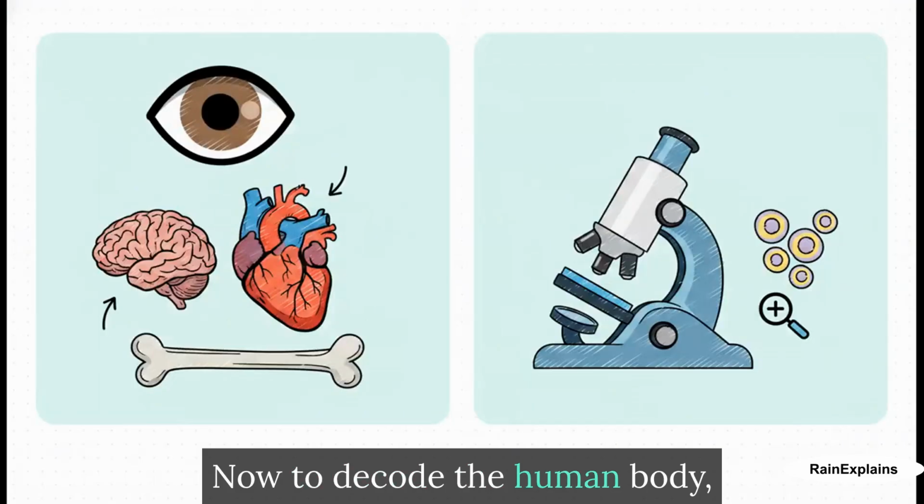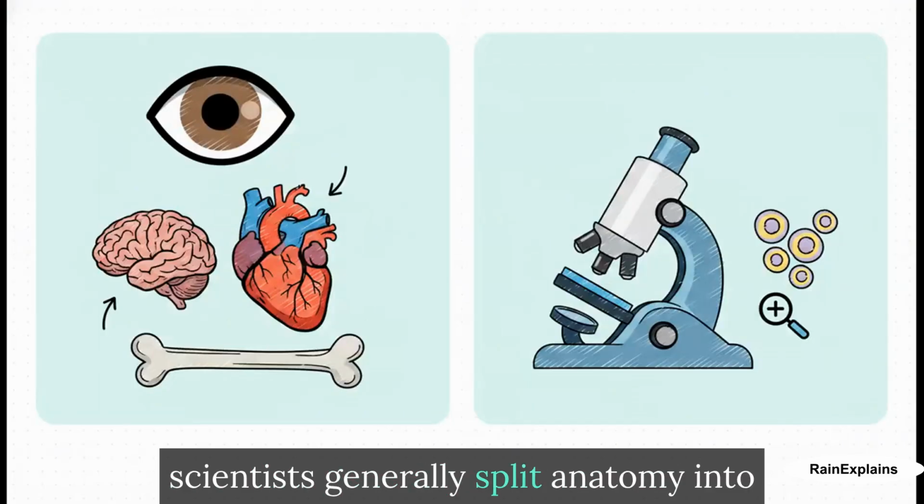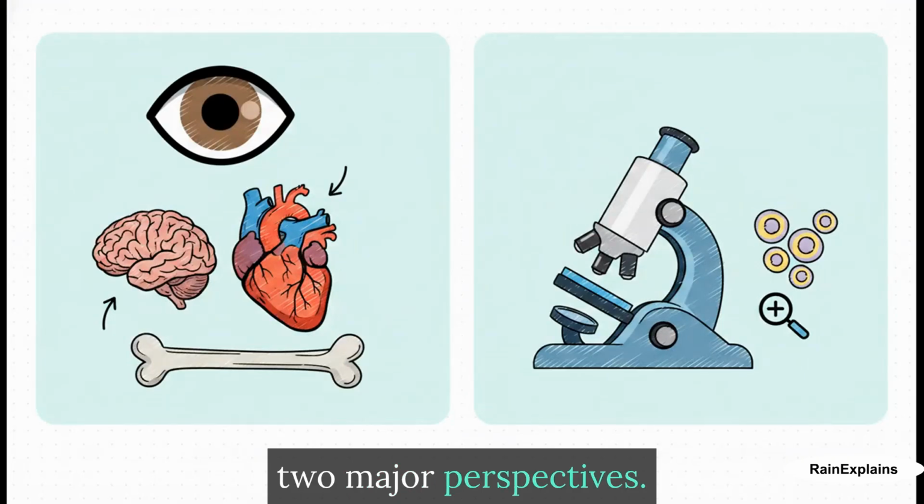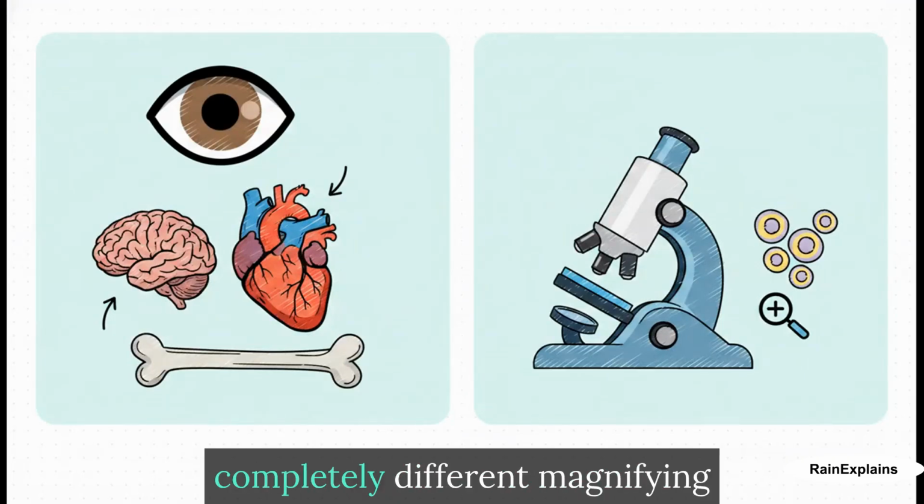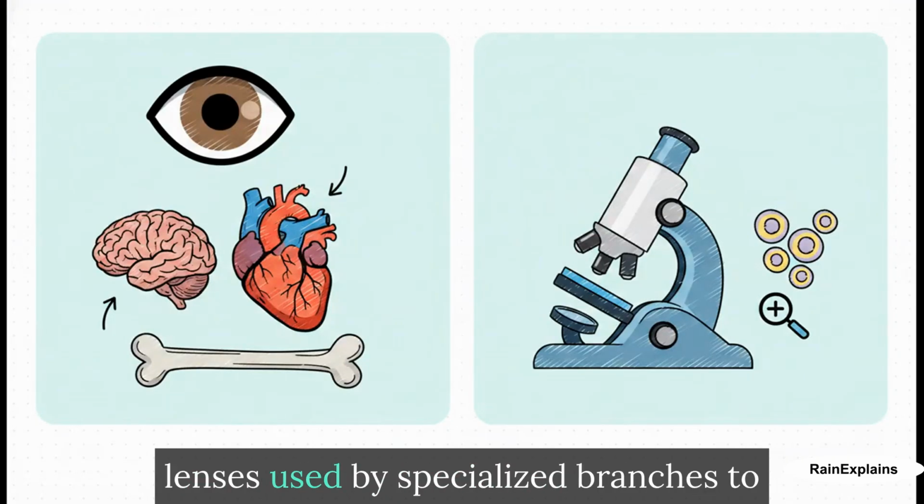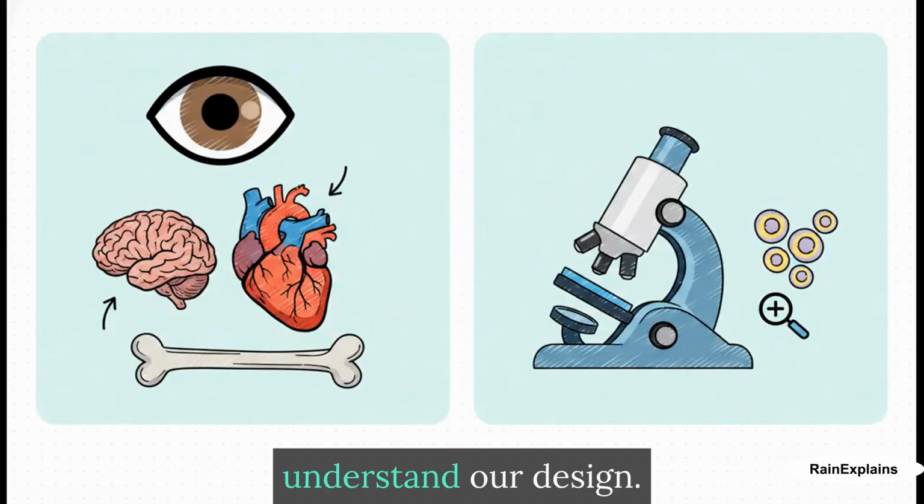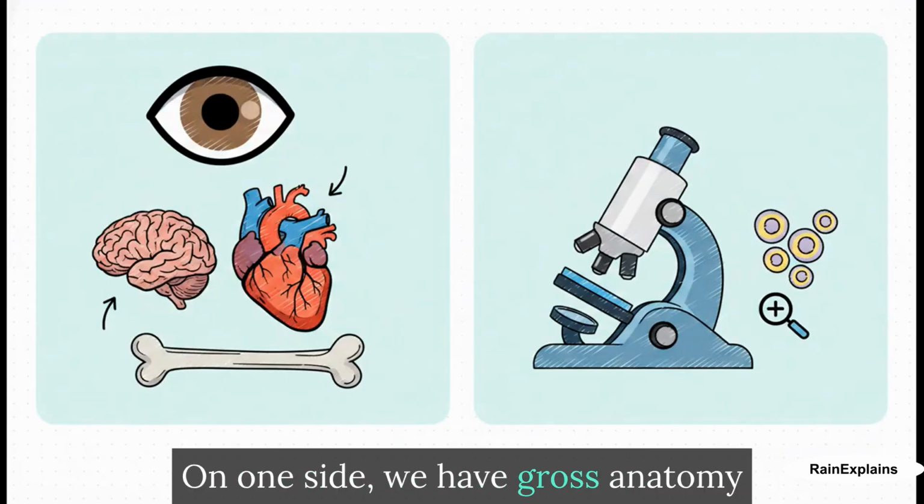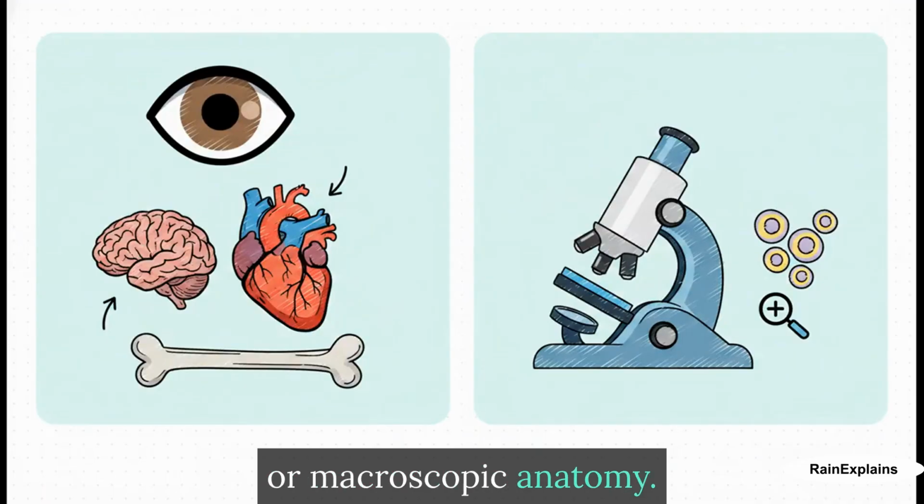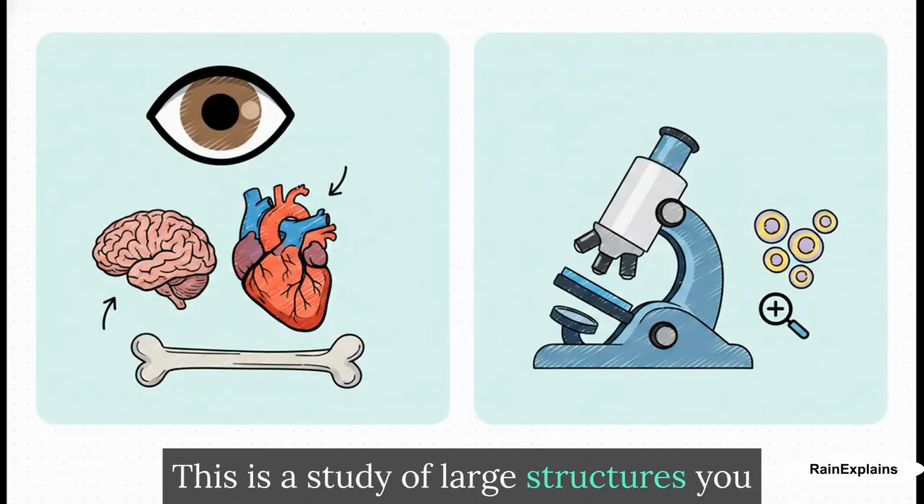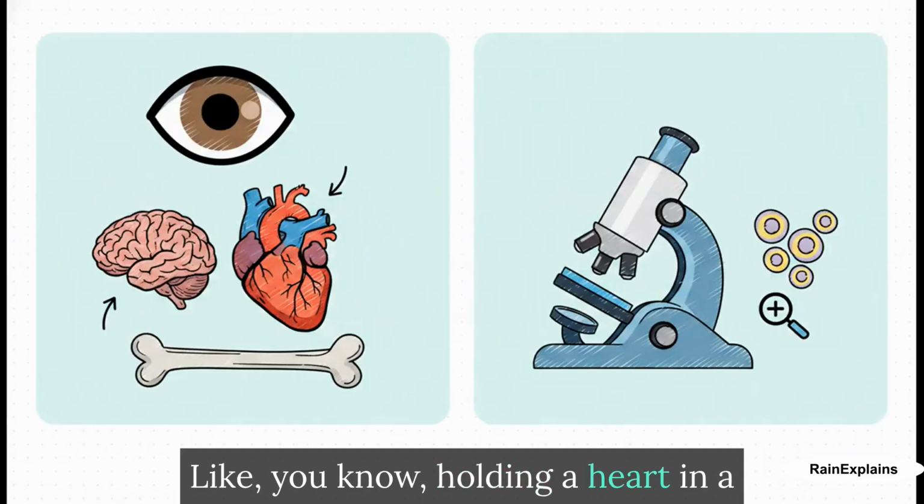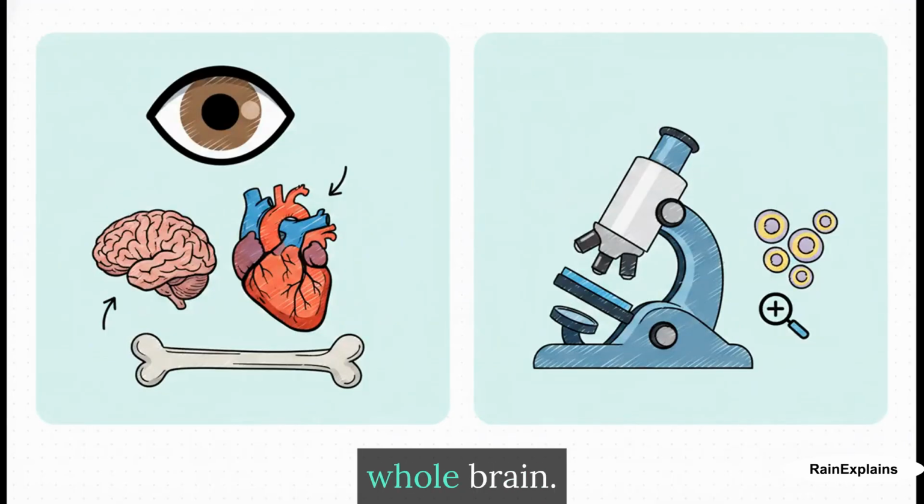Now, to decode the human body, scientists generally split anatomy into two major perspectives. It's almost like putting on two completely different magnifying lenses used by specialized branches to understand our design. On one side, we have gross anatomy, or macroscopic anatomy. This is the study of large structures you can easily see, like holding a heart in a dissection lab, or looking at a whole brain.